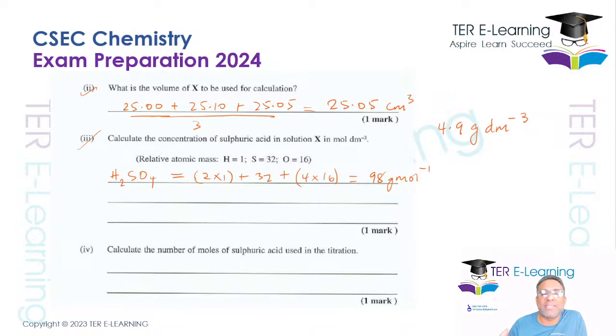That means that 1 mole of sulfuric acid has a mass of 98 grams. So all I need to do, you see this grams here, I need to convert that into moles. Therefore, we can say that 98 grams of your sulfuric acid is actually 1 mole. So therefore, we need to figure out for that 4.9. So 4.9 grams.